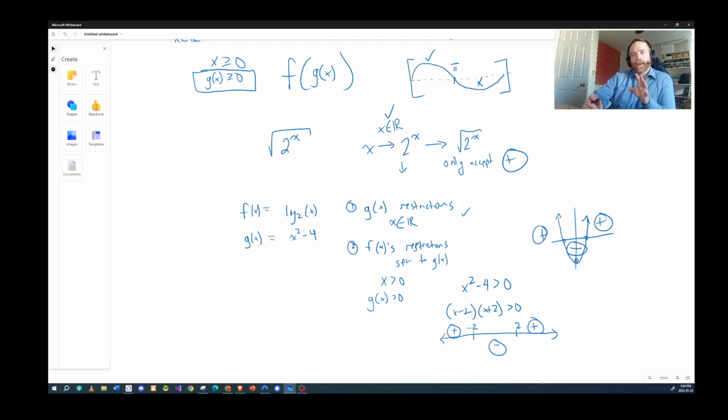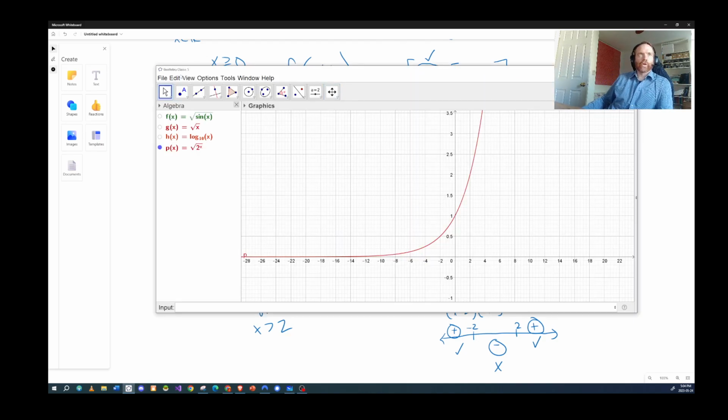This means that the answer to our question in terms of this domain ought to be this area and this area, but not that area. So x is less than negative 2 or x is greater than 2. That's what I'm expecting the domain of this function to be.